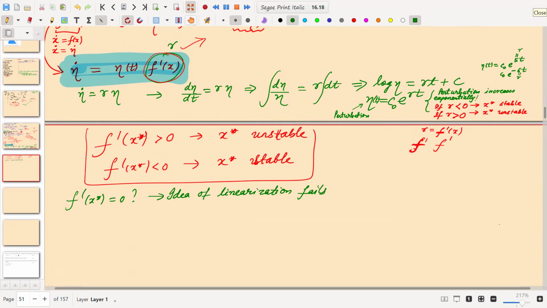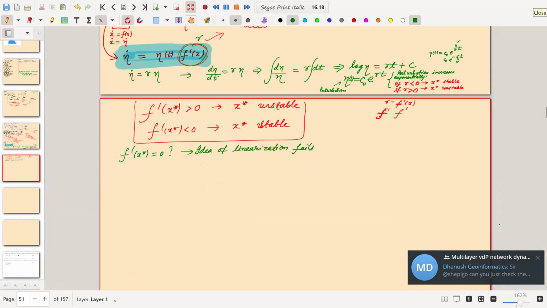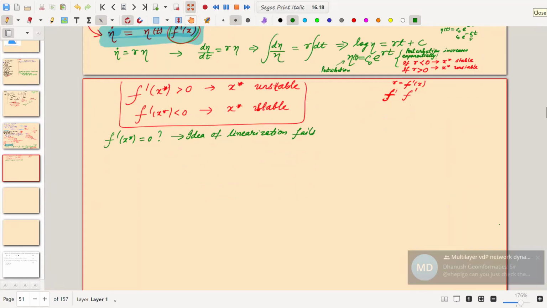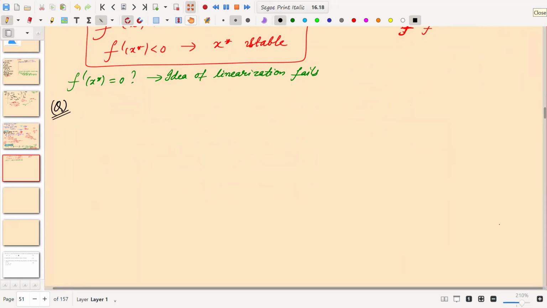So if f prime of x star is greater than 0 or less than 0, you can easily apply this method. But if it is equal to 0, you have to go into other, more sophisticated methods, which we won't be looking at, but we will see what happens graphically. Now to do that, let us consider an example. It will be fully packed with visualizations.